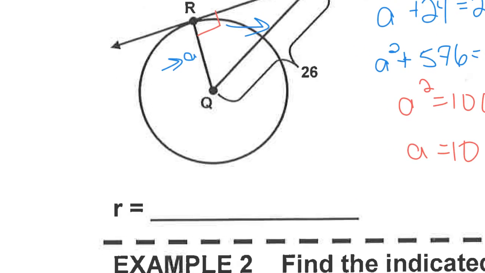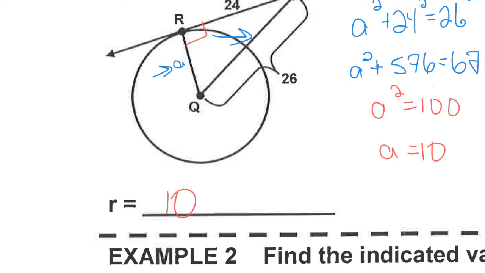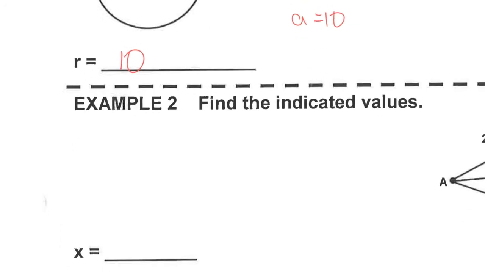Now it says the radius, well that's what we found, is 10. It didn't give us any units. So not a very tough problem. You just have to remember that from that line, that tangent line, from its point of tangency to the radius, it'll be perpendicular.